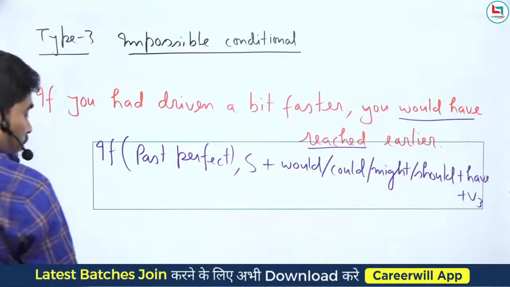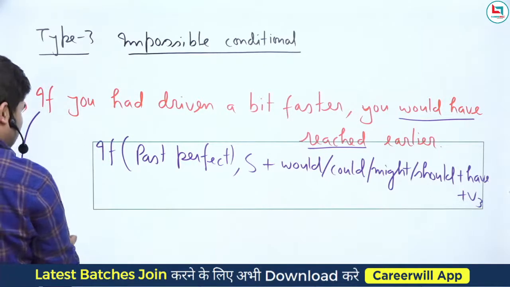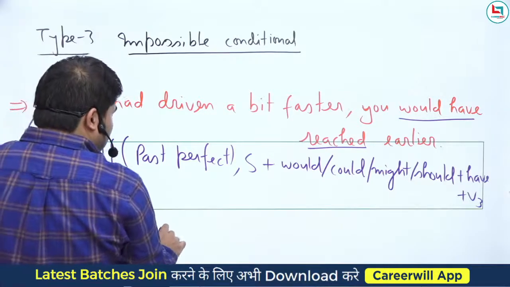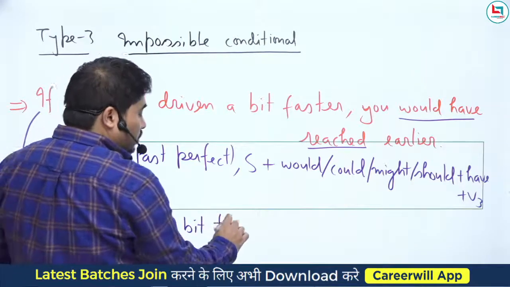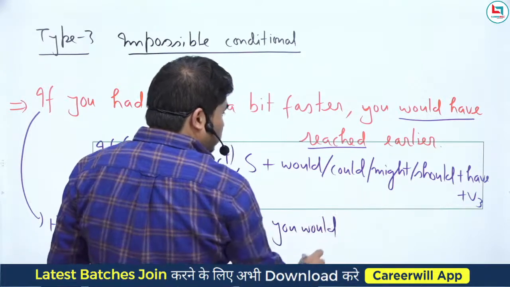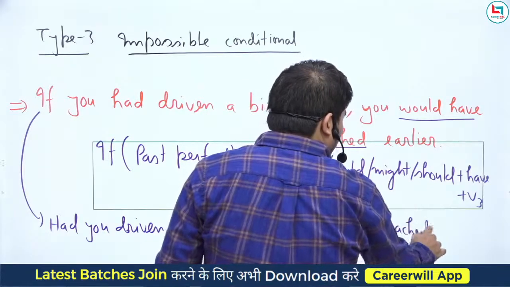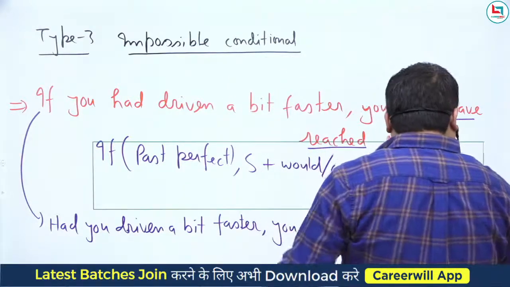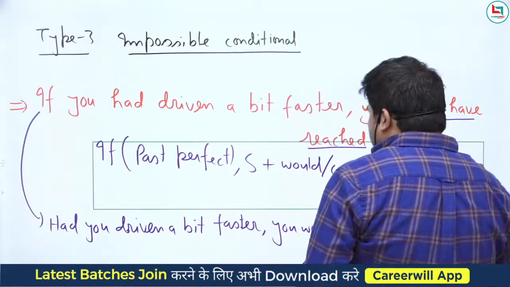And one more important thing is, this statement can also be written like, had you driven a bit faster, you would have reached earlier. So don't ever confuse that if the sentence is starting with had, then it should be an interrogative sentence or something like that. If that is the sentence, then that will be called interrogative.